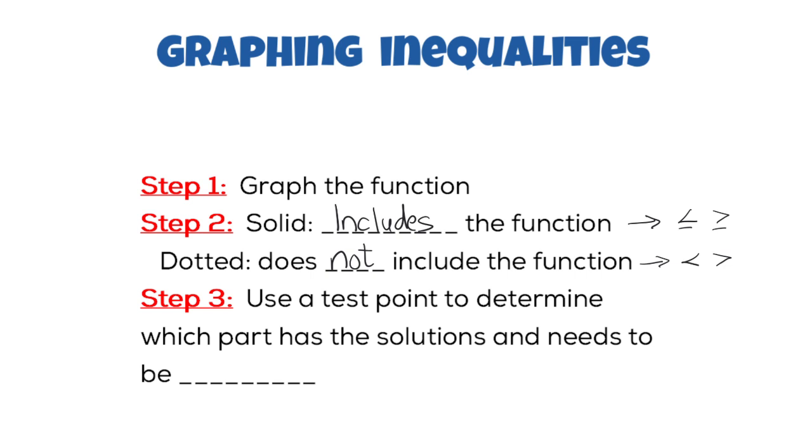Okay, once you have it graphed and you've decided on the whole solid versus dashed, then what you're going to do is use a test point to determine what part of your graph would have solutions that work and what part would then, if it works, need to be shaded. So we use a test point. If our test point works, we shade in that space. If that test point does not work in the inequality, then we would purposefully shade away from that area.